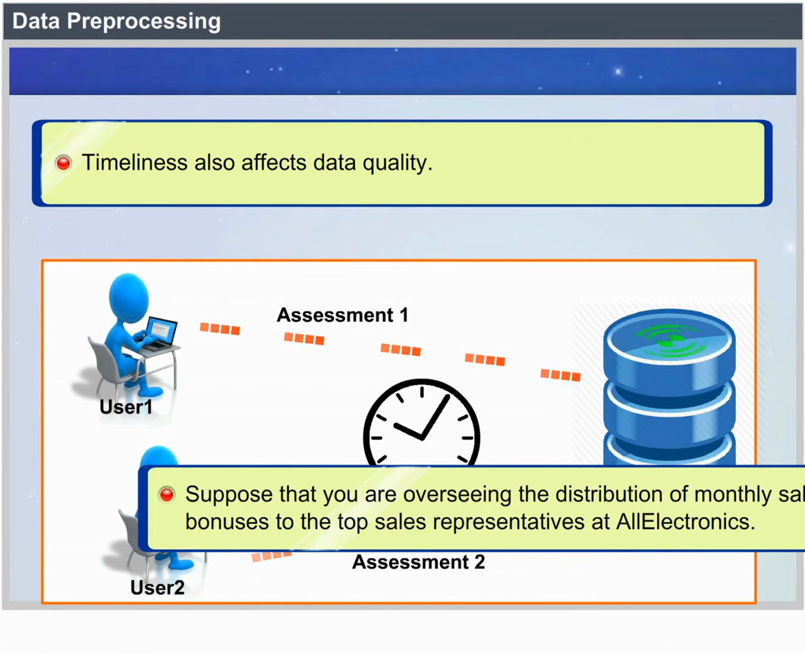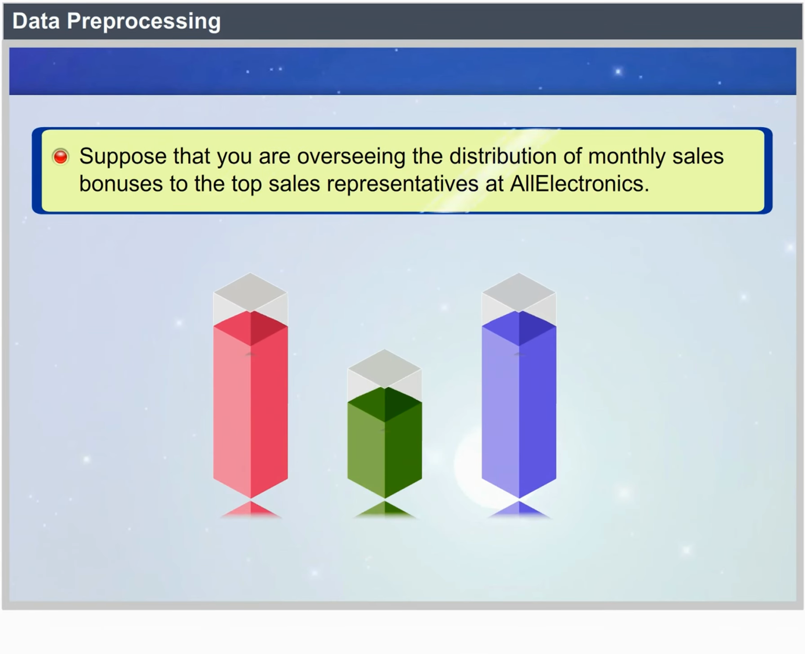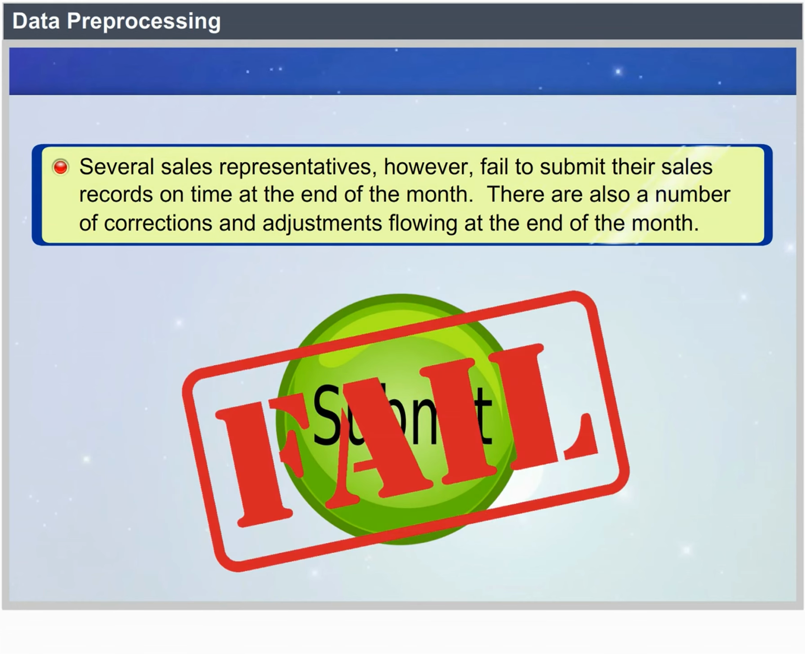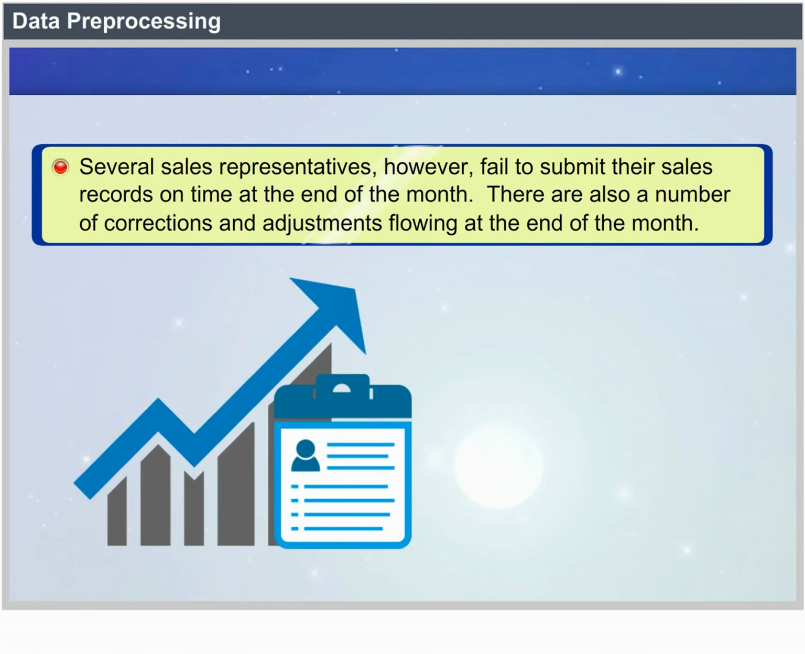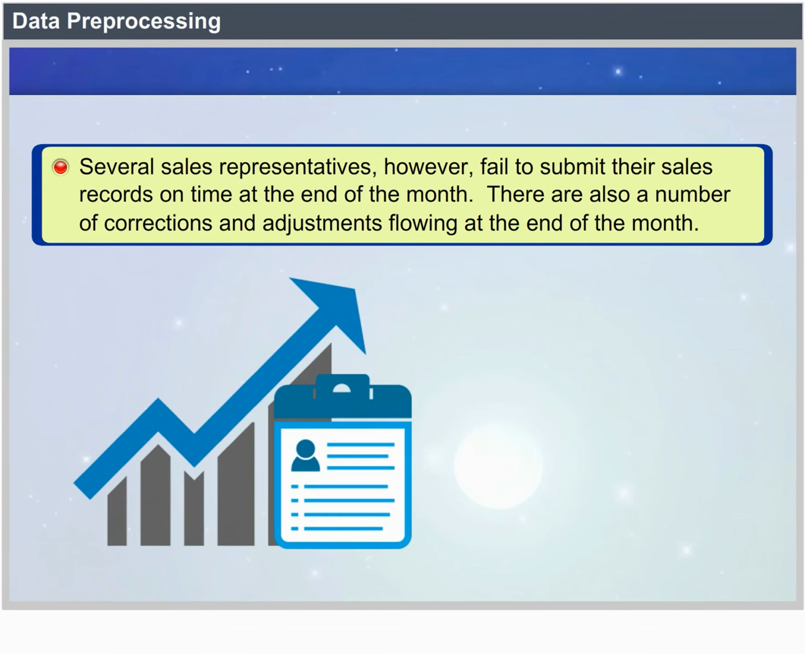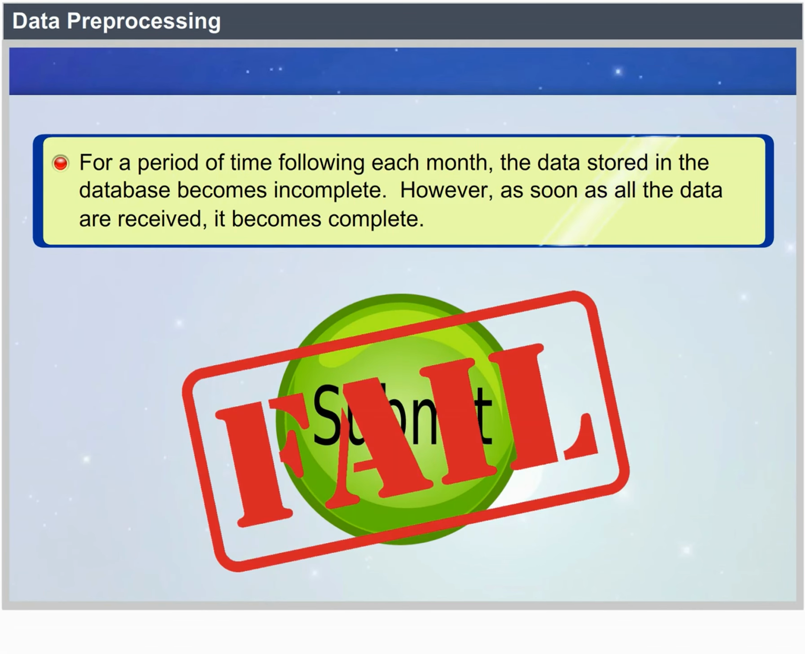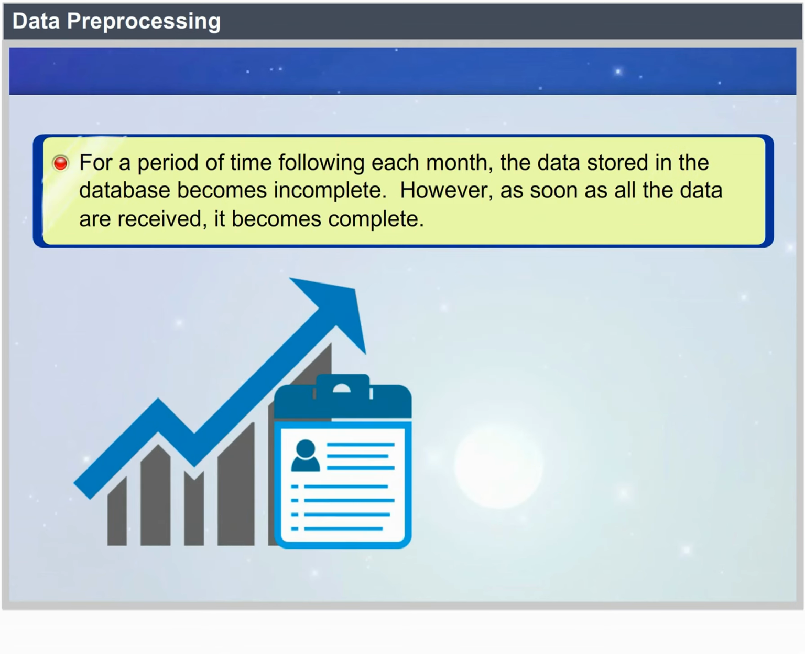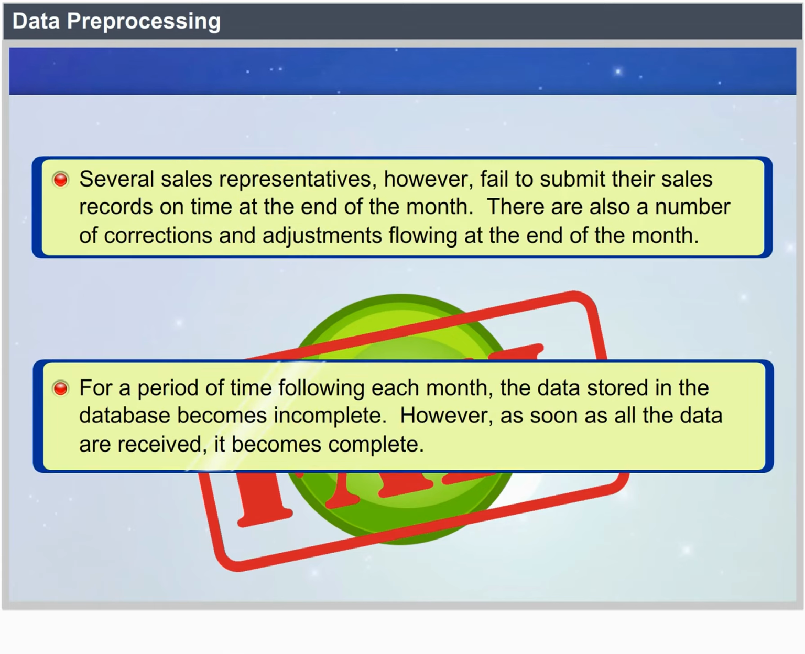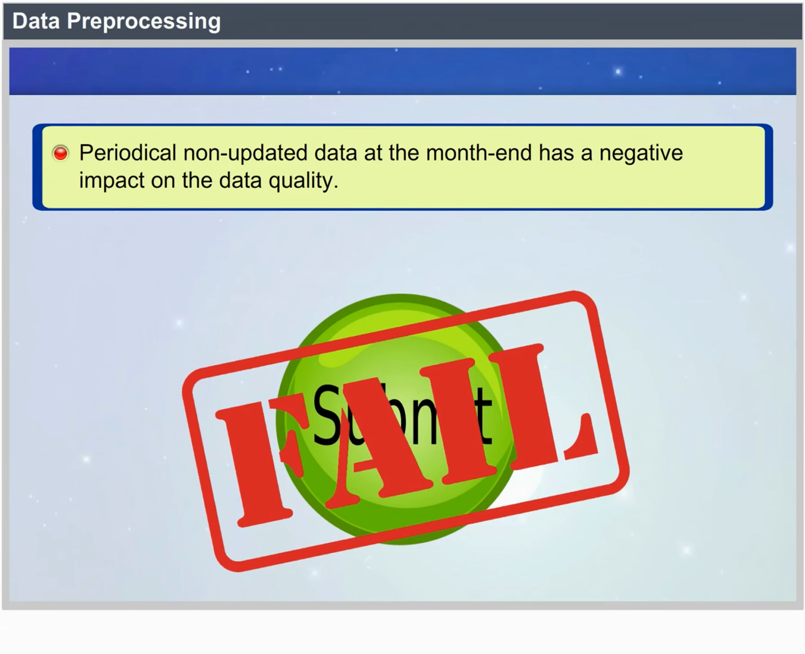Suppose that you are monitoring the distribution of monthly sales bonuses to the top sales representatives at AllElectronics. Several sales representatives, however, fail to submit their sales records on time at the end of the month. There are also a number of corrections and adjustments that flow in after the month's end. For a period of time following each month, the data stored in the database are incomplete. However, once all of the data are received, they are correct. The fact that the month-end data are not updated in a timely fashion has a negative impact on the data quality.